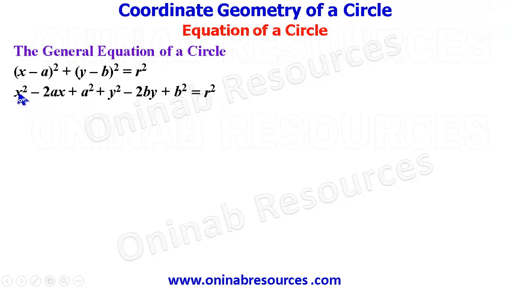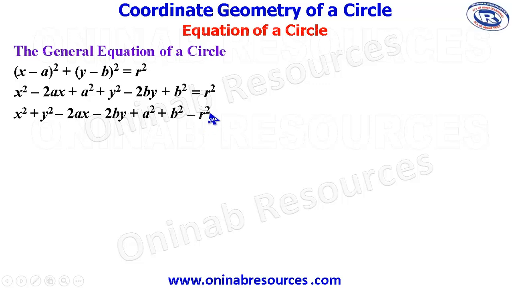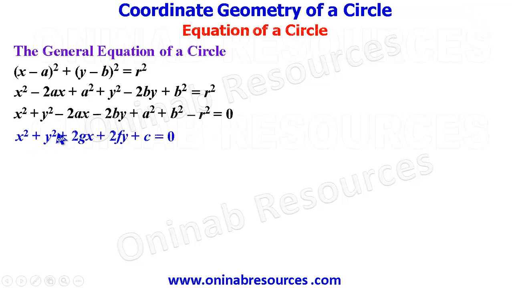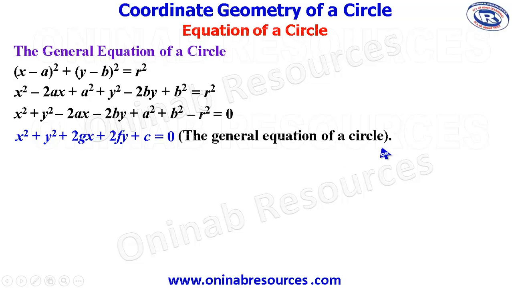We collect the like terms, having the highest power of x and y. We have x squared plus y squared minus 2ax minus 2by, then a squared, b squared, these are constants. We're bringing this r squared to the left hand side. We have minus r squared is equal to 0. We can then write this expression in summary as x squared plus y squared plus 2gx plus 2fy plus c is equal to 0, which gives the general equation of a circle.